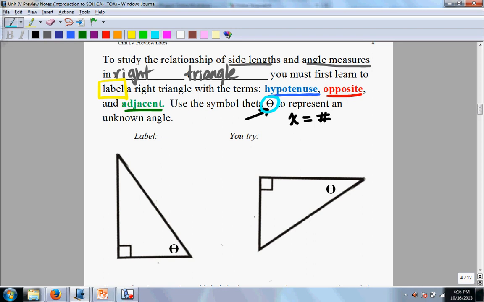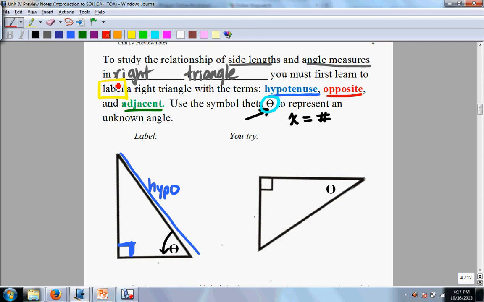For example, in this right triangle, the first thing you want to find is the hypo. So there's your right angle. The right angle points to the hypo. So trace it and write the word hypo. Now, trace the angle theta. Sweep it. Physically sweep it. Put your pencil on the paper and sweep that angle.